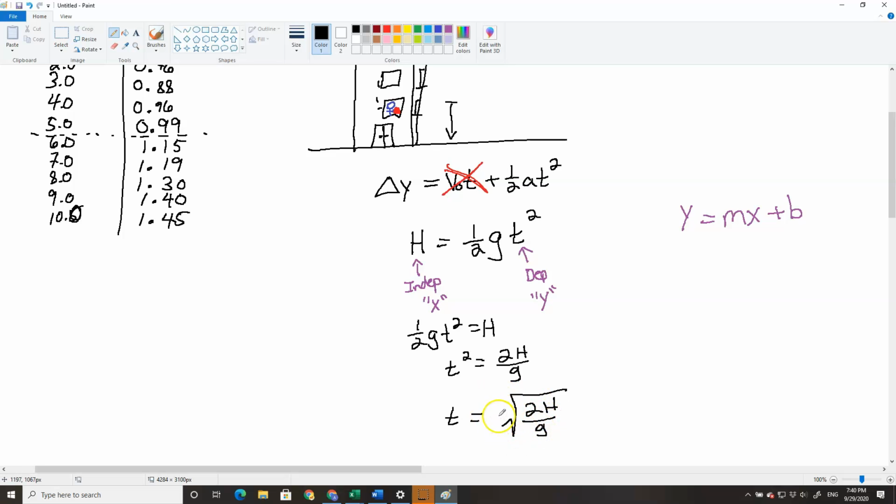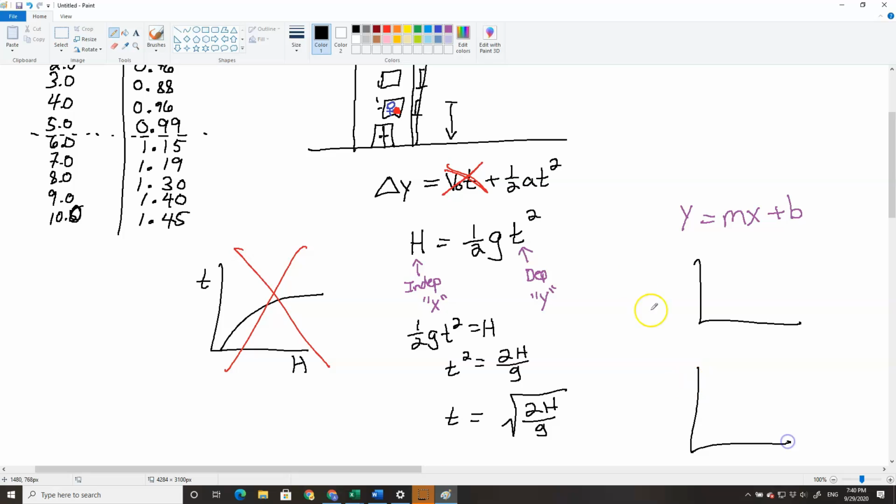That's what time equals. Now this leaves me with two options. If I were to go ahead and graph time versus h, as you can see, this is a square root function. It's going to produce for me a square root graph, which is exactly what I do not want. I want a straight line. So in order to produce a straight line, I have two options.